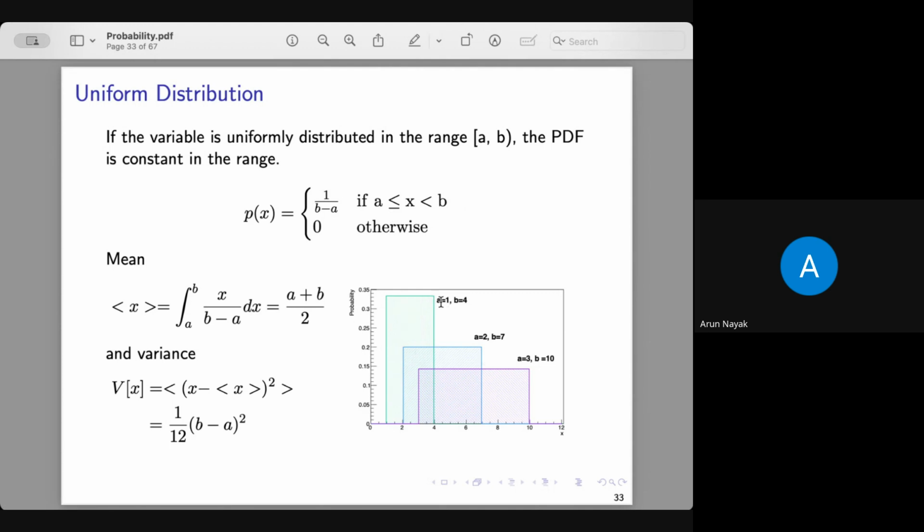Okay, so then you can see the distributions here. If you take a equal to 1, b equal to 4, you have a uniform distribution between 1 and 4. If you change the a and b, you can see the probability decreases, but they are uniform over this range. Now you can calculate the mean again in this case, and the mean will be (a plus b) by 2, and the variance would be 1 by 12 times (b minus a) squared.